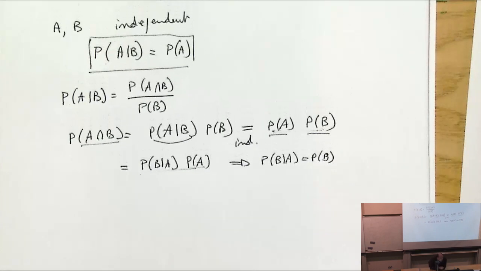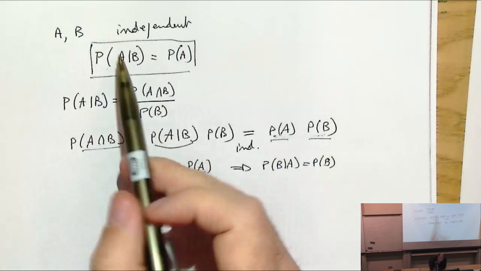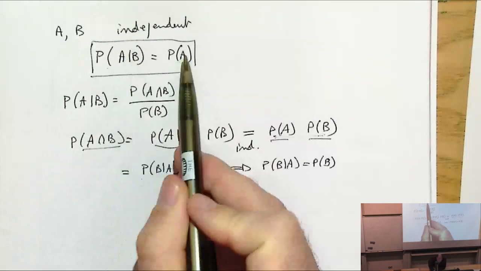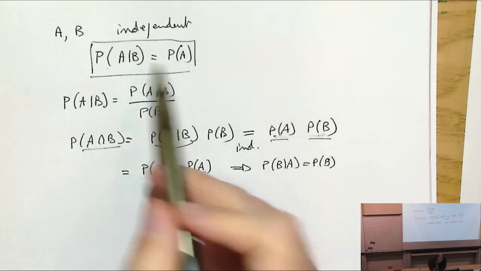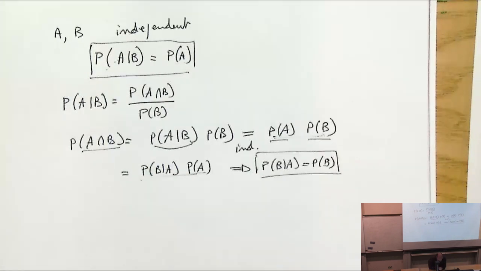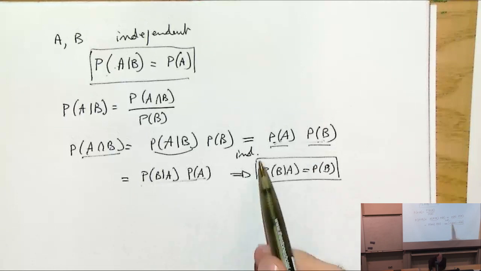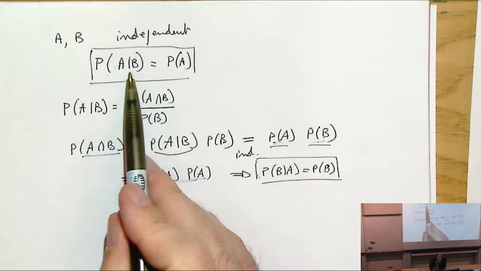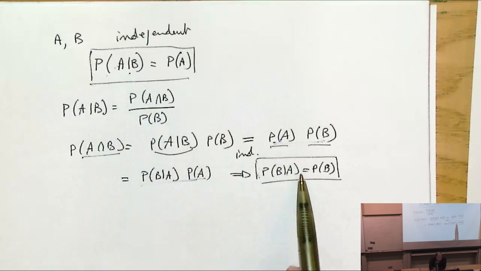Okay? So in other words, you can define two events as independent if P of A given B is equal to P of A. If this occurs, then automatically this relationship will occur as well. Right? So if you want to show whether two events are independent, you can show that either this holds or this holds, because once one of them holds, the other one will hold automatically. Okay?